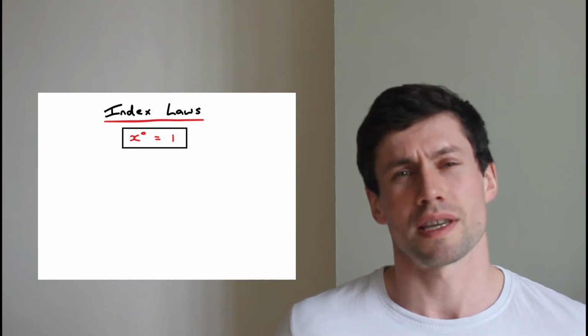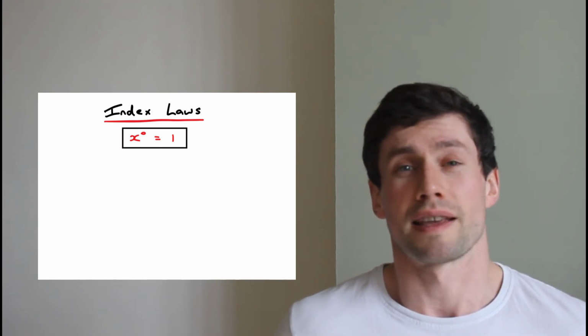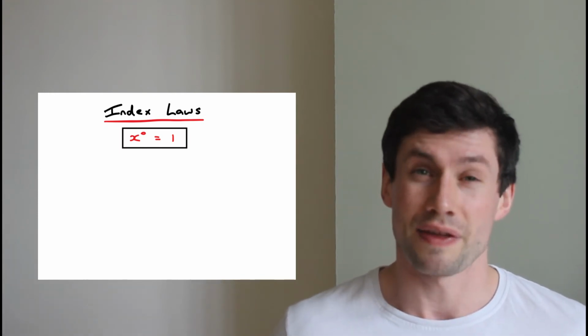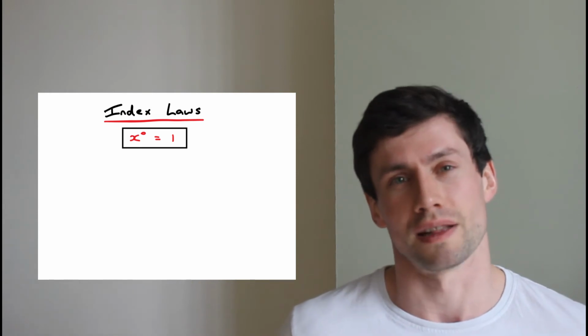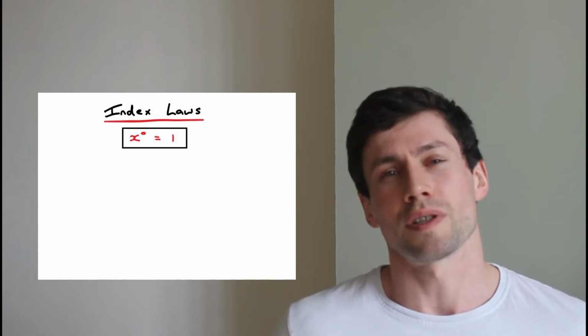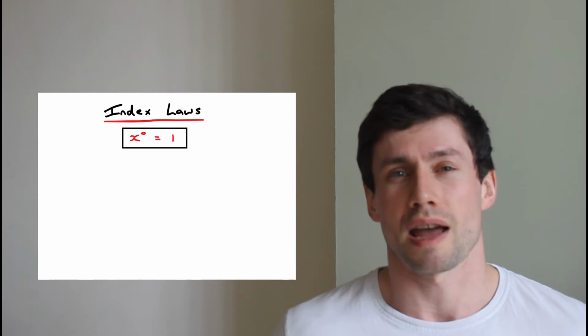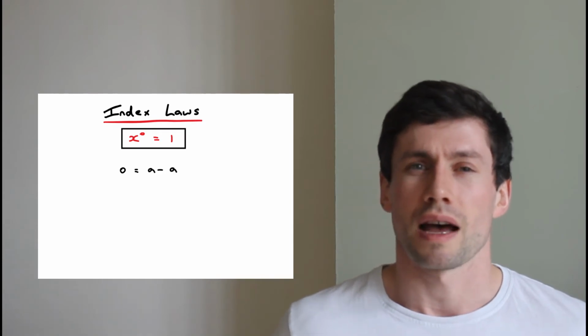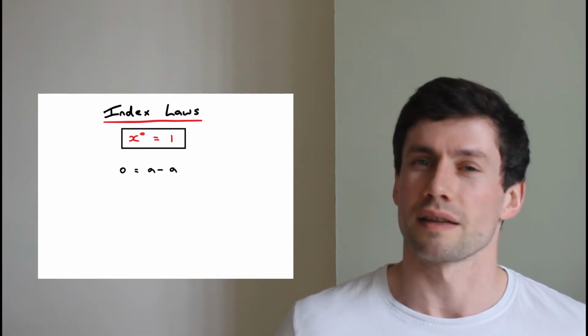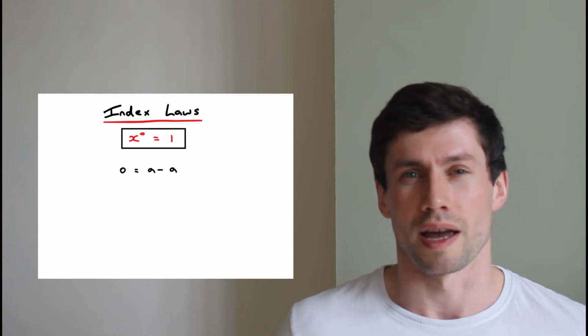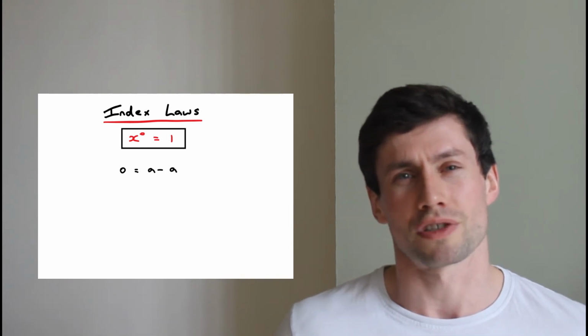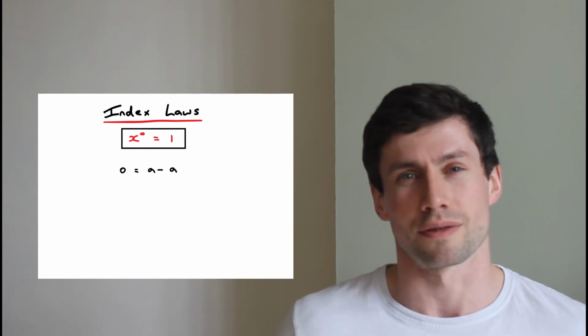X to the 0 equals 1. This is very counterintuitive for most people, and therefore I think seeing a proof really helps. In this proof, we're going to express 0 as some number a minus itself. A lot of proofs do this, expressing a value like 0 in some other way, or multiplying by 1 in some strange way, so you probably will see this sort of thing again.